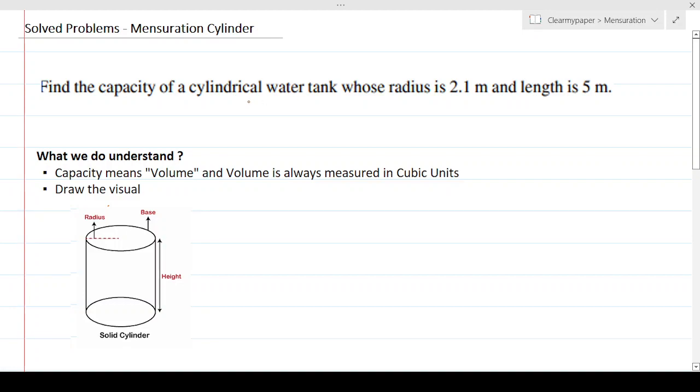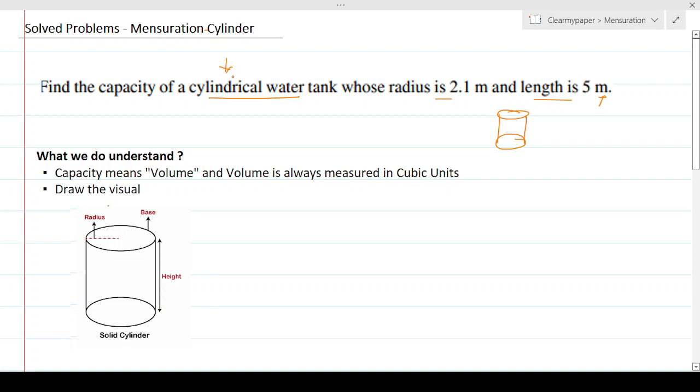So let's address this question on mensuration. The topic is cylinder. The question is, find the capacity of a cylindrical water tank whose radius is given and whose length is given in meters. Since the question explicitly says cylinder water tank, the first thing that should flash in your head is, okay, they're talking about a cylinder. So that's half the battle won, because you don't have to guess what the 3D object is.